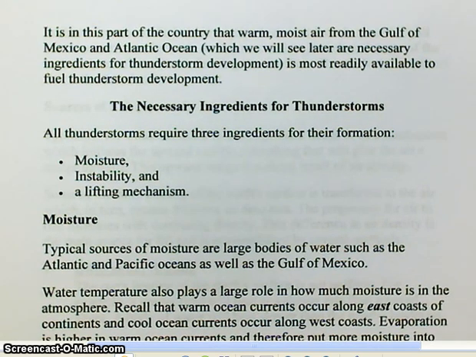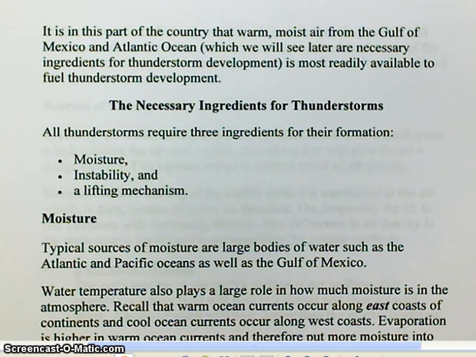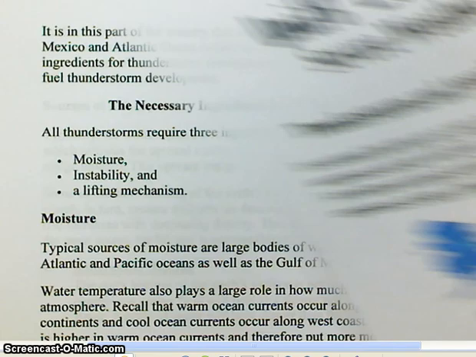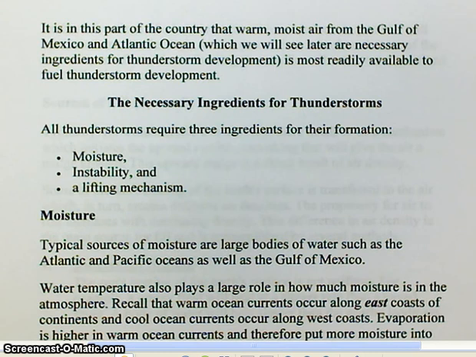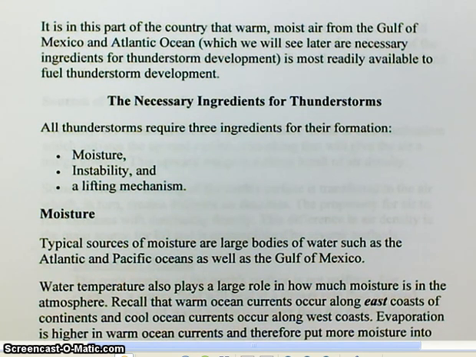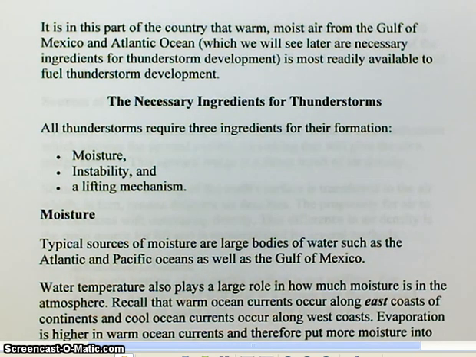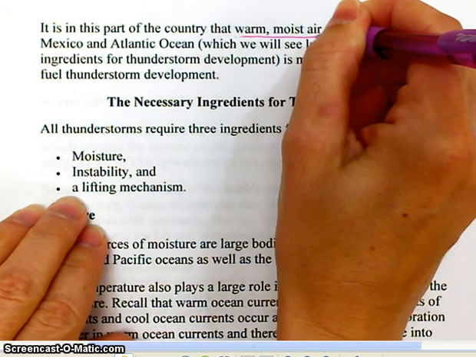All right. It says in this part of the country, meaning the southeastern United States, remember, we're talking about this area, okay? In the southeastern United States, moist air from the Gulf of Mexico and the Atlantic Ocean is most readily available to fuel thunderstorm development. Okay? And it's pointing out that warm, moist air is going to be one of our big necessary ingredients for the formation of thunderstorms.